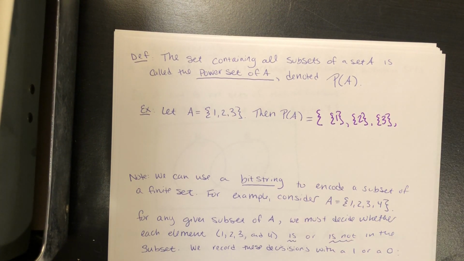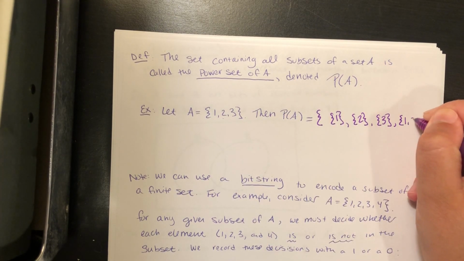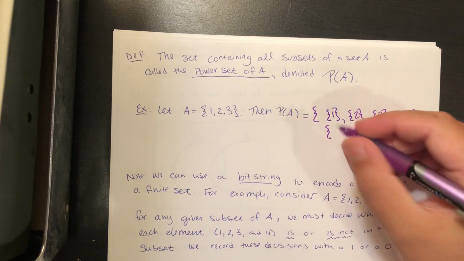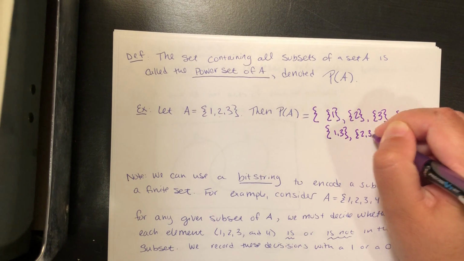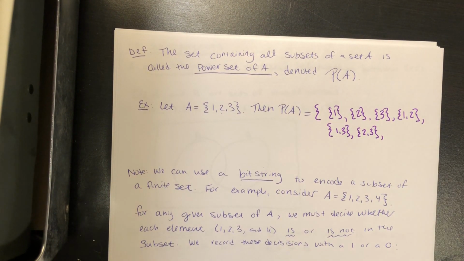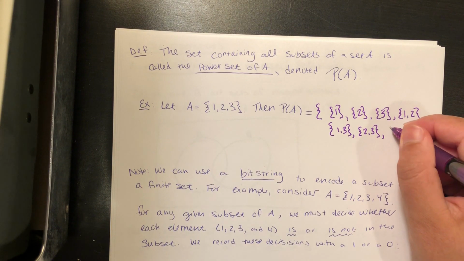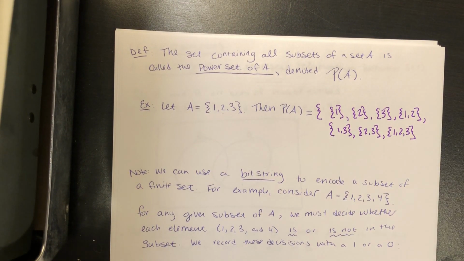Are there others? Yeah, we could pick out, let's say, 1 and 2. So the set containing 1 and 2 is also a subset of A. The set containing 1 and 3 is a subset of A. The set containing 2 and 3 is a subset of A. And is that it? Oh, well, remember, we had said technically every set is a subset of itself. So the set containing 1, 2, and 3 is also going to be a subset of A. A is a subset of itself.